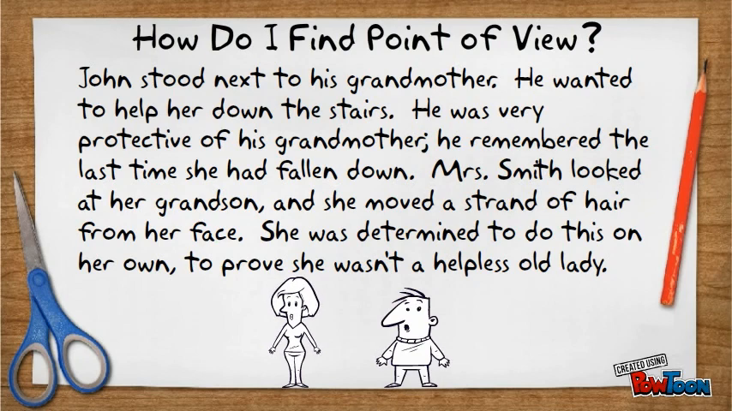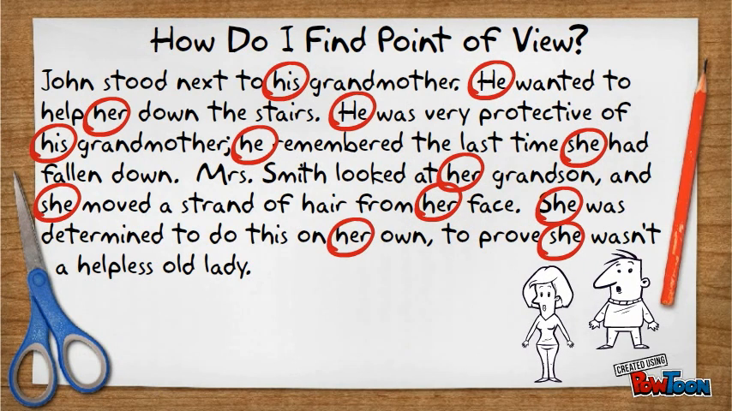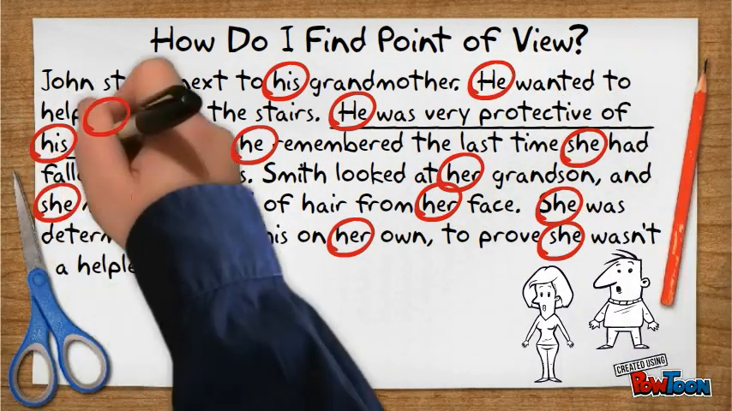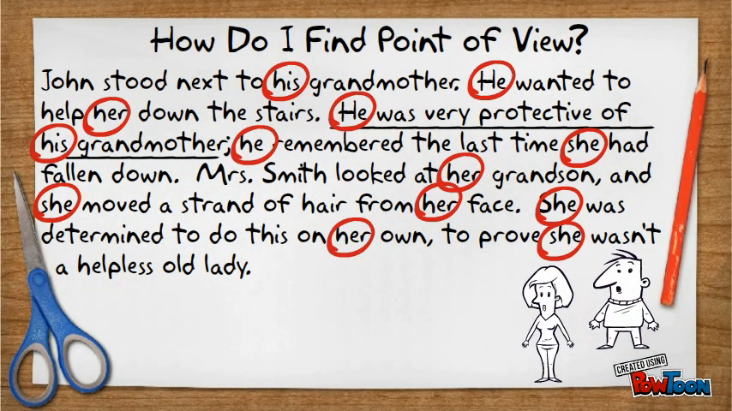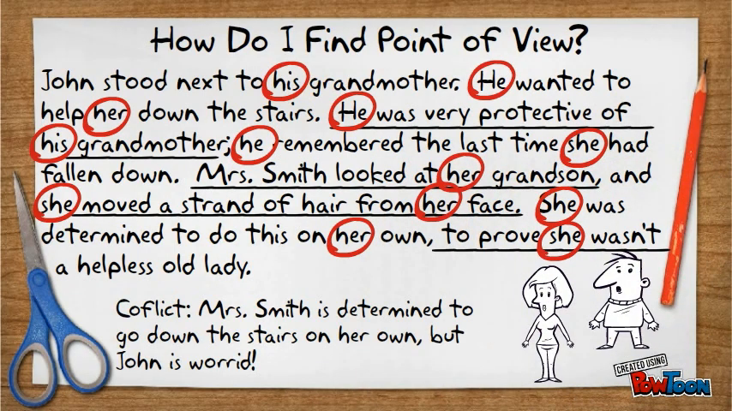Let's look at the pronoun codes again. We have the same pronouns as before, his, he, her, and she, and we know what John is thinking here. He is very protective of his grandmother. But there is a change when we read Mrs. Smith looked at her grandson. The narrator tells us what Mrs. Smith is doing and thinking. We know that this has to be third-person omniscient.